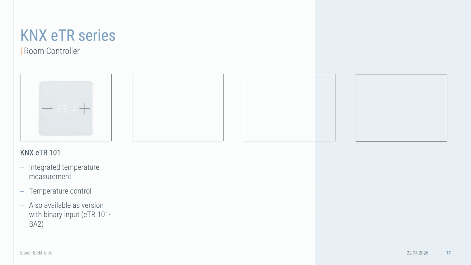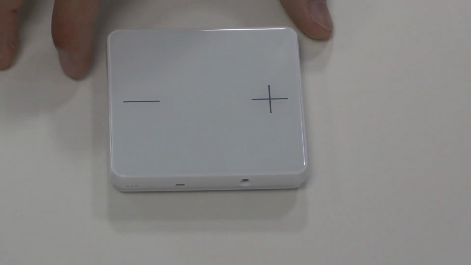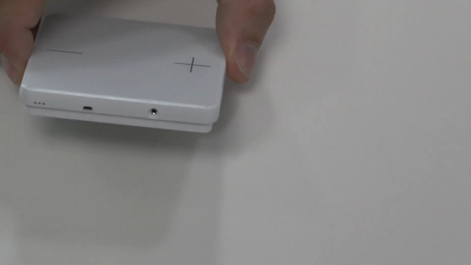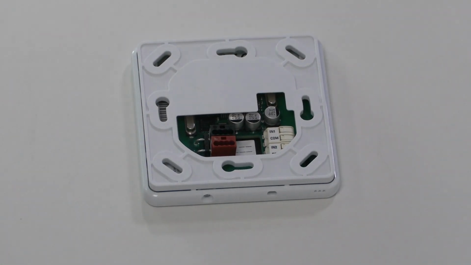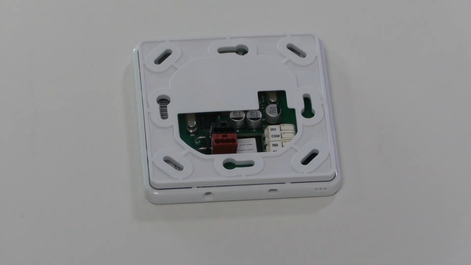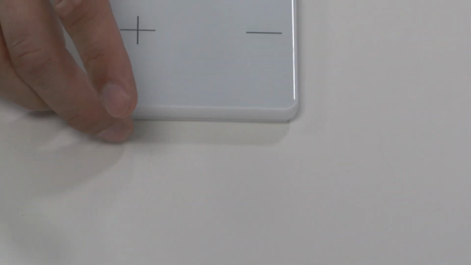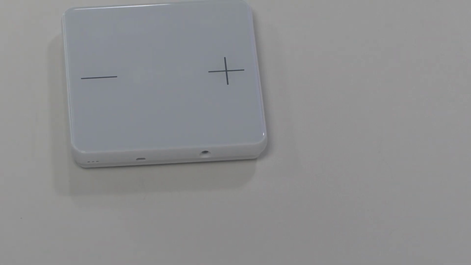I changed the view to my camera, and I want to show you the product live. You see here it's the ETR 101. We have it here, and it's a very flat, easy design. And here on the back side, you see the connectors for the KNX and some other connectors for the binary and analog inputs, because we have the same products in two different versions. So very simple, very easy to use. And I jump back to the presentation.